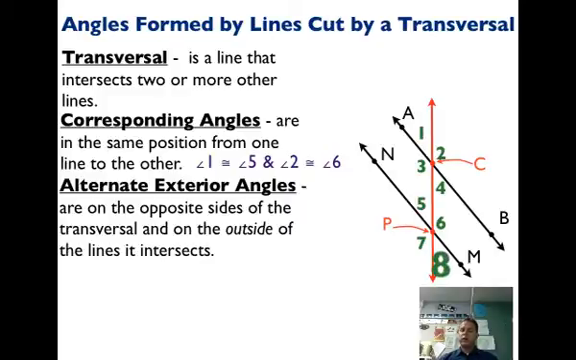So let's start with angle 8. We want an angle that's on the outside of the lines and on the left side, since 8 is on the right side. And that would be angle 1. So again, looking for the alternate exterior angles. For 7, it's on the left of the transversal, and it's on the outside, so we're looking for something on the outside and on the right. That would be angle 2.